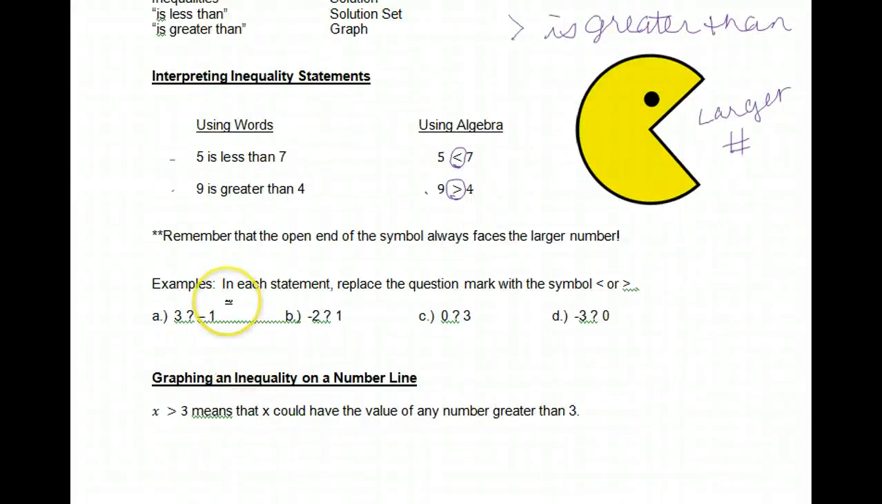Let's take a look at a couple of examples here to make sure that we can use the less than and greater than symbol. Go ahead and pause the recording and fill the question mark in with the less than or greater than symbol that is appropriate. As soon as you're finished with A through D, go ahead and play the recording again and we will check your answers.